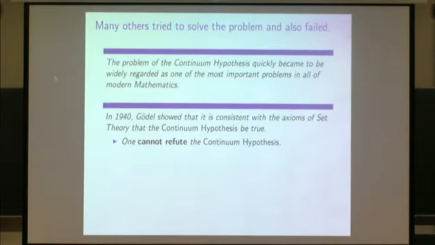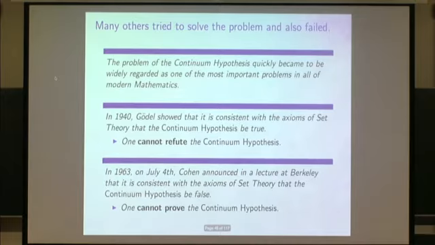Okay, in 1940, Gödel showed that it's consistent with the axioms of set theory, the ZFC axioms, that the continuum hypothesis be true, so one cannot refute the continuum hypothesis. In 1963, on July 4th, Cohen announced in a lecture at Berkeley that it's consistent with the axioms of set theory that the continuum hypothesis be false, so one cannot prove the continuum hypothesis.